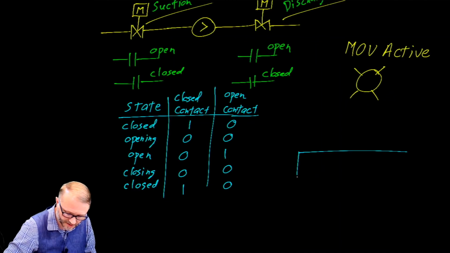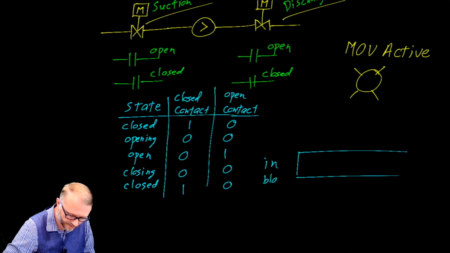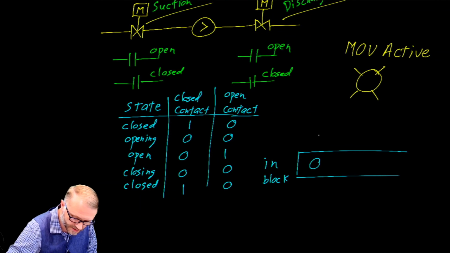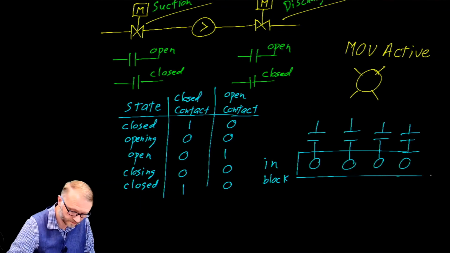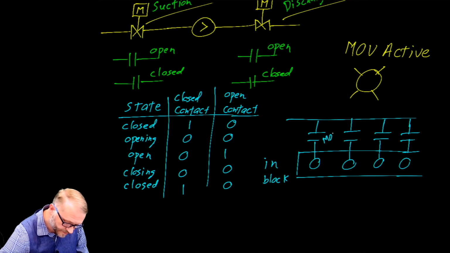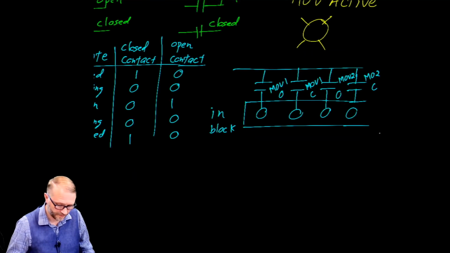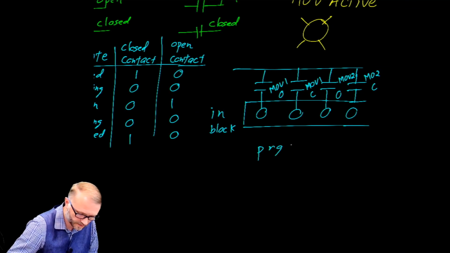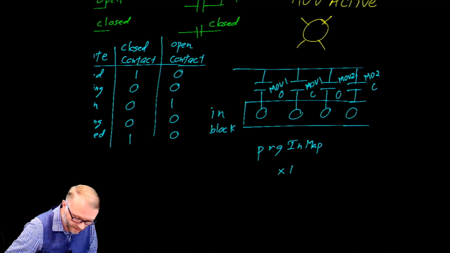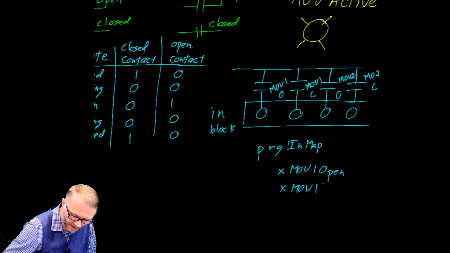Let's start with the input block to the PLC. So, in block, we'll add the switches like so. And we'll call this MOV1 open, MOV1 closed, MOV2 open, and MOV2 closed. And if we were to put this into our program map, program in map, we would map those to a Boolean MOV1 open, a Boolean MOV1 closed.